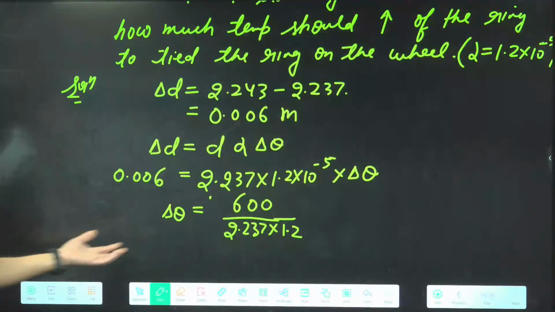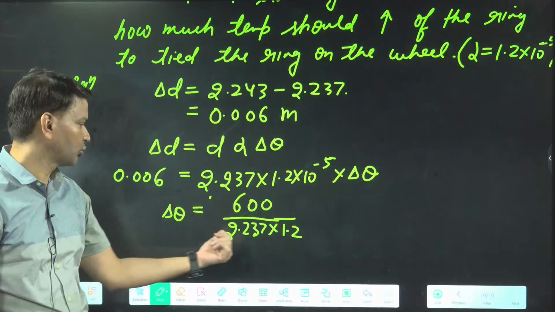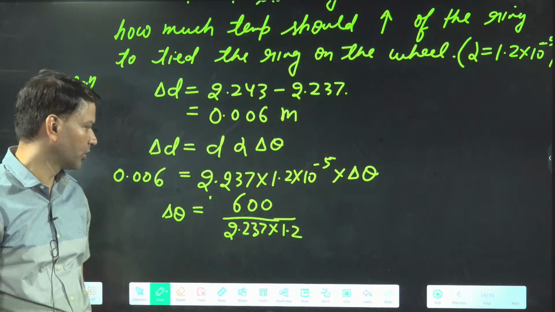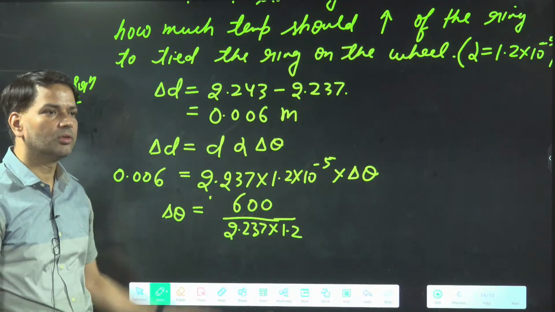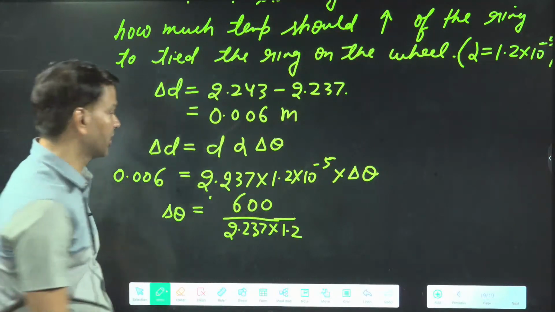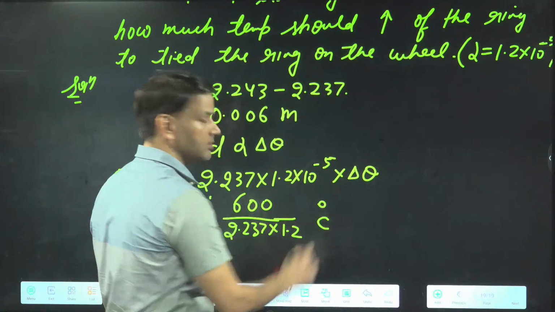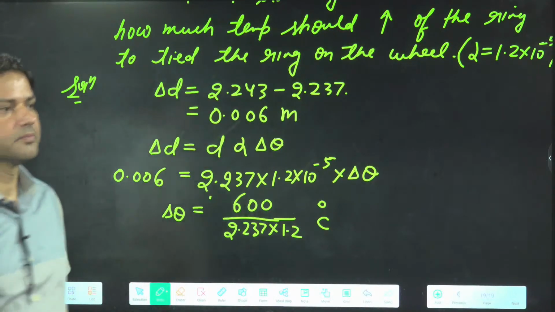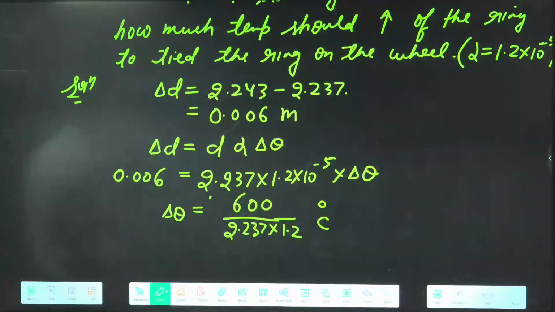So 2.237 you can take approximately for the calculation. 2.3, you can take as 2.24 into 1.2 and divide by 600. That you will get as the answer in degrees C. 250 approx. Okay. Completed.